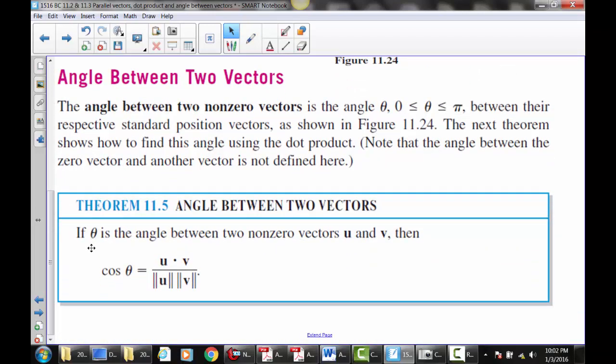Here's a theorem. If theta is the angle between two non-zero vectors u and v, then instead of the formula saying theta is the inverse cosine of, they're just leaving it as cosine of theta, which is the angle between the two vectors, is the dot product of the two vectors divided by the product of the magnitude of the two vectors. Now remember, the dot product will give a scalar, and the magnitude of a vector is a scalar. You're going to multiply those two scalars, divide the top scalar by the bottom scalar. You will end up with the cosine of theta equals a real number.